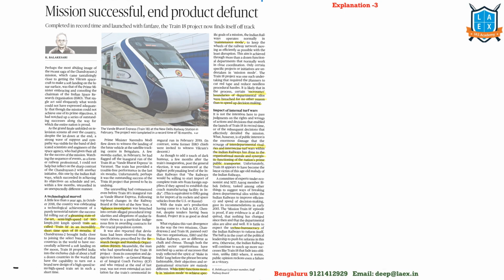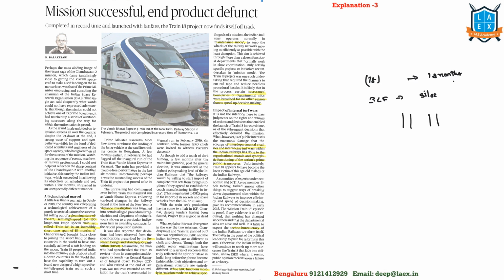The next point is: mission successful, end product defunct. There is Train 18, that is the Vande Bharat Express. It was the semi high-speed train manufactured by the Integral Coach Factory in Chennai. Remember, most government departments function in silos. The railways is a typical example. It means an officer functioning in the railways does not see beyond his particular silo. So this particular train had a very successful journey and it was remarkably completed in 8 months, which is a rarity in government.